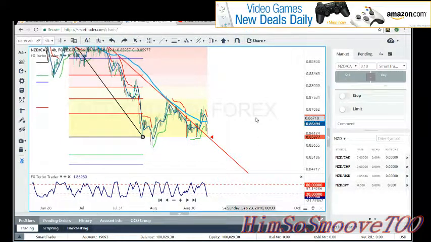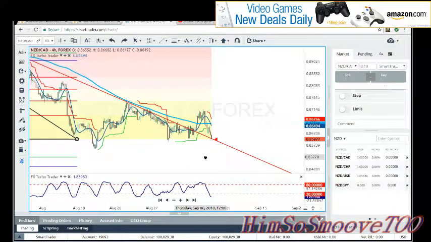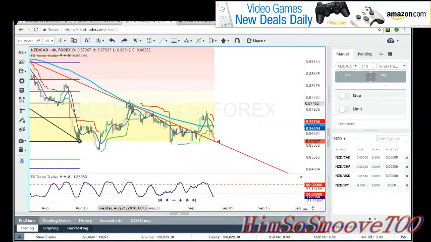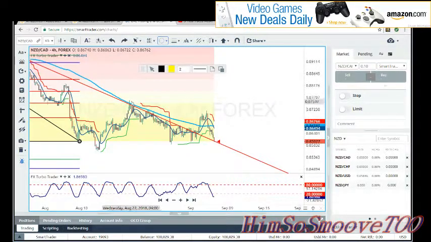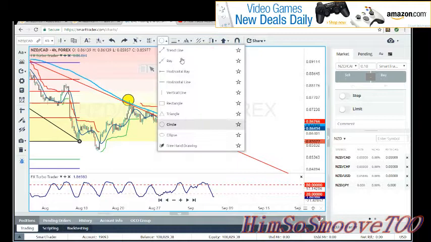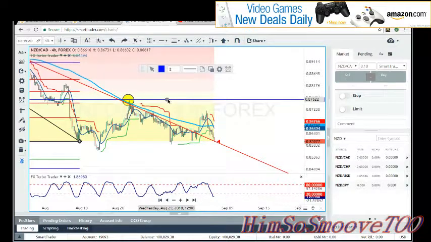All right, now for the market to crown, we would have to take out this high right here. Market would have to take out that high, which hasn't been taken out yet. Now let's mark that. Mark that blue. Okay.